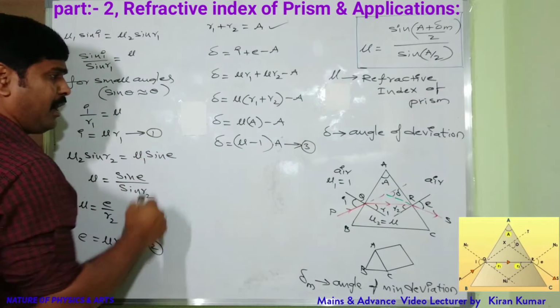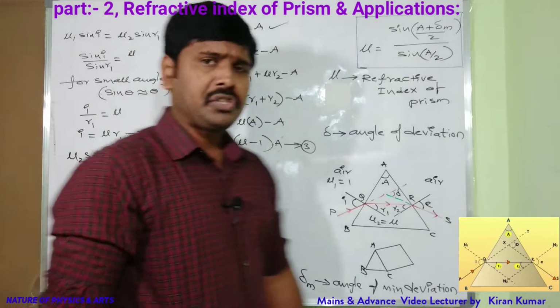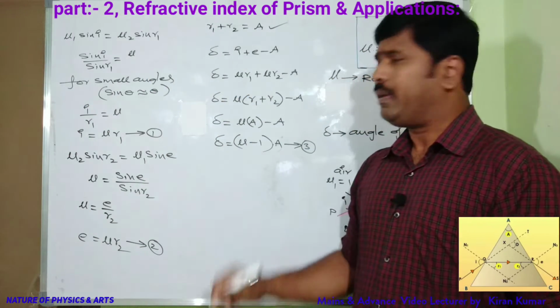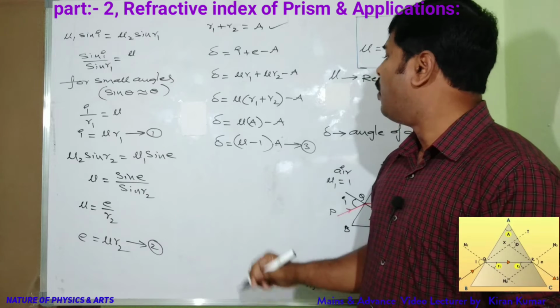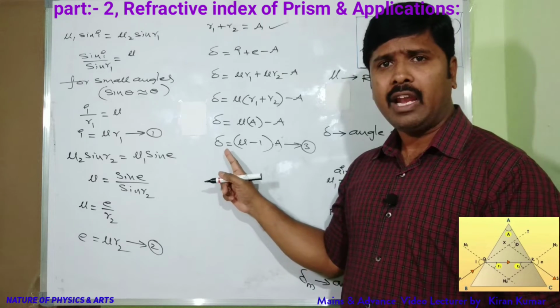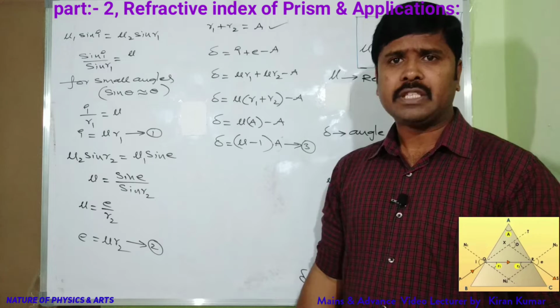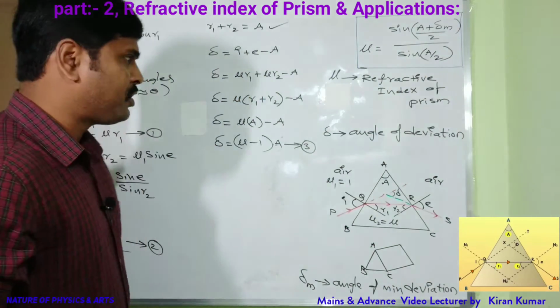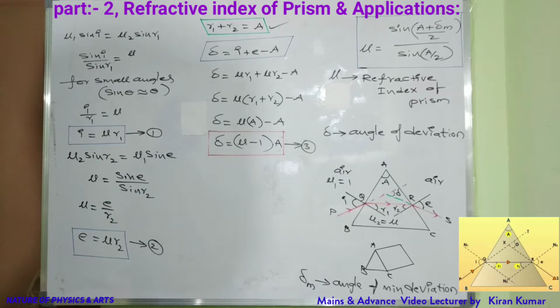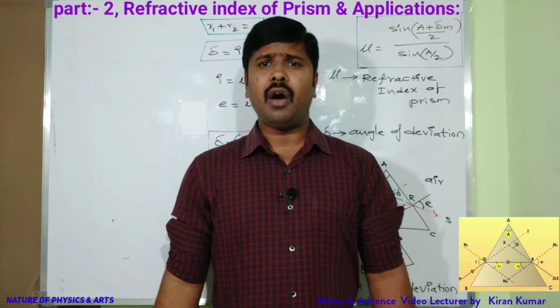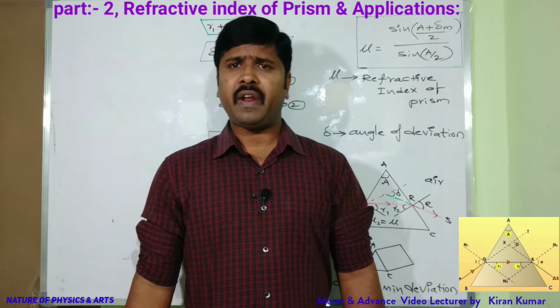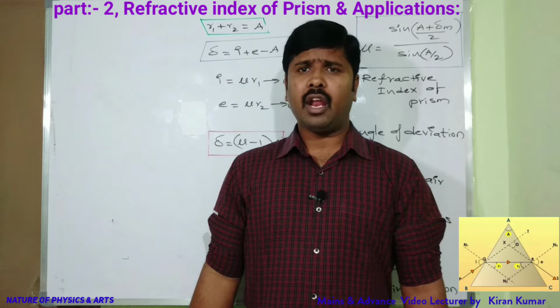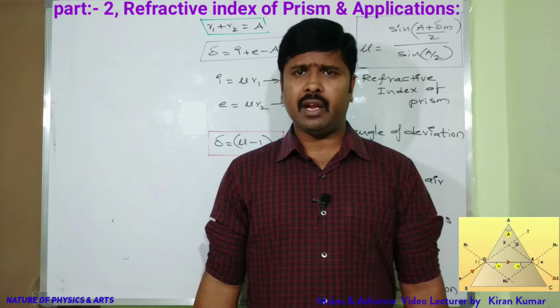This is the relation between the angle of deviation and refractive index of the prism, and also a relation between the angle of deviation and angle of prism. Then based on these formulas we can discuss the relations step by step. Now the relation of the angle of deviation with refractive index and also angle of prism. Try to understand the relations.